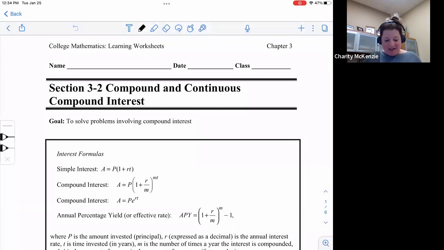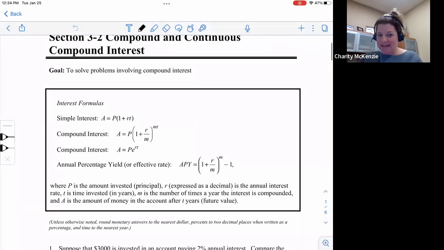Well, hi class. This video is going to help with 3-2, and now we're going to start having compound interest. So here's our formulas, but what is compound interest? The idea is you're gaining interest on your interest. So if I'm compounding every month I'll get a statement with my interest, and then the next month I start to gain interest on that interest they put in your account.